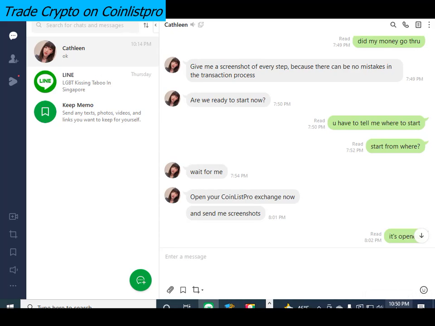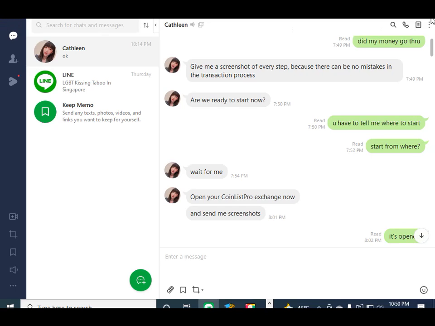Okay, so this is the final stage here. We're gonna do the transaction. I did this earlier, so it takes a while. So she said, give me a screenshot of every step because there can be no mistakes in the transaction process.